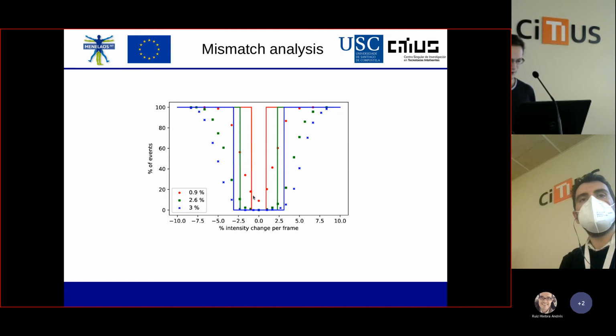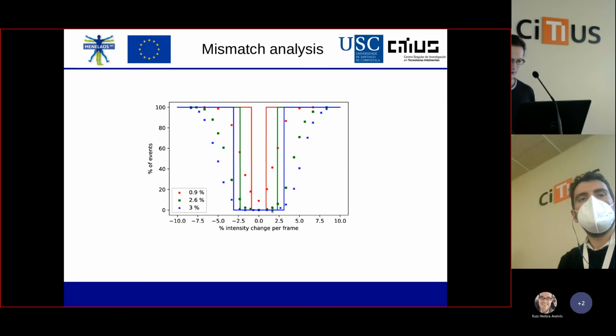For instance, this is the percentage of the total dynamic range on the S1 signal. If the barrier is 0.9%, then the red will show how many false events we will generate. These steep lines show how it should be if there were no mismatch in the world. But due to the real world and the errors during fabrication, we have this kind of Gaussian distribution, which makes sense because mismatch is modeled by sampling from a Gaussian distribution.